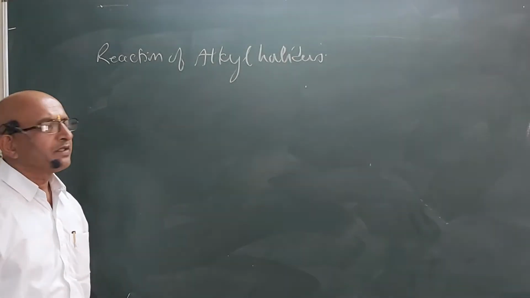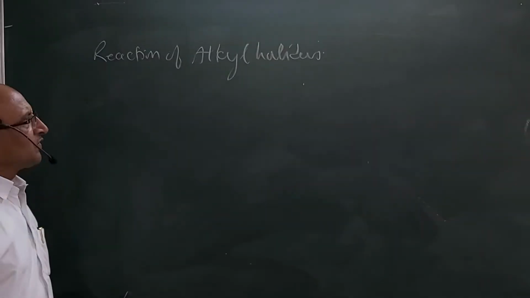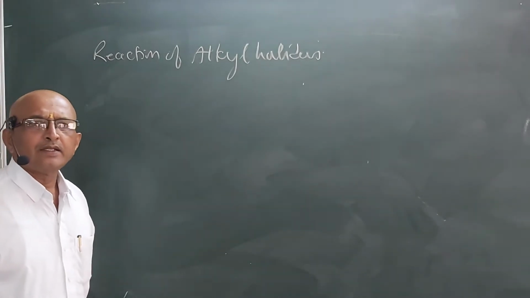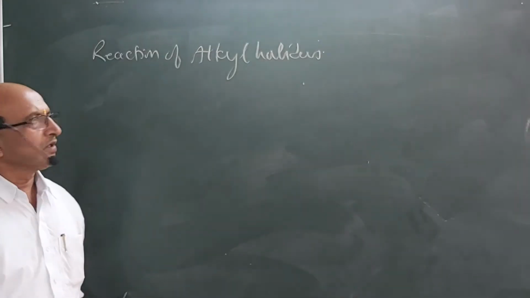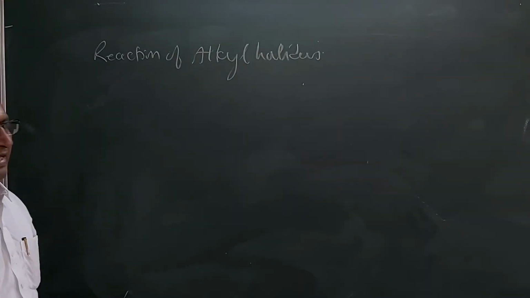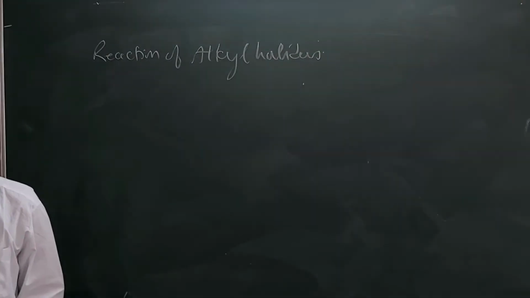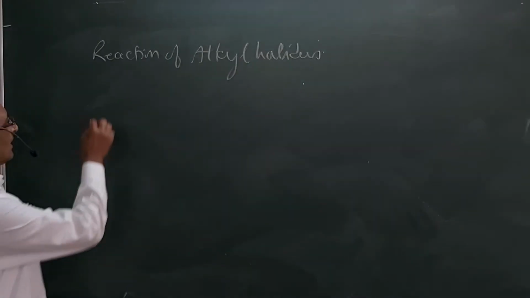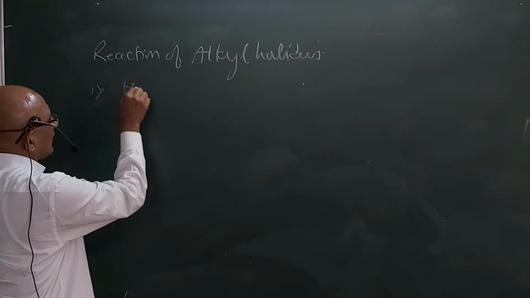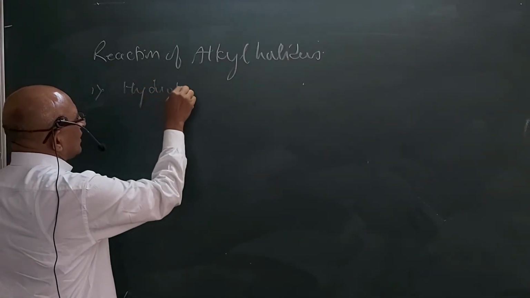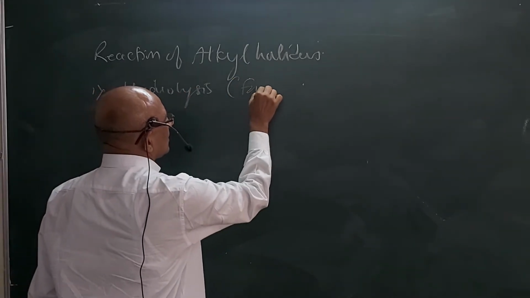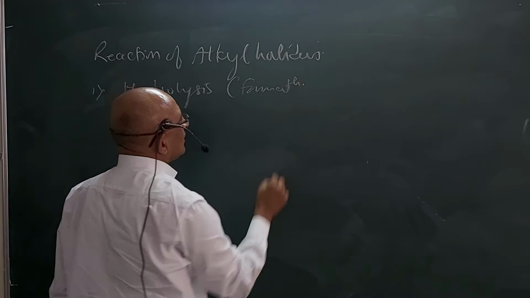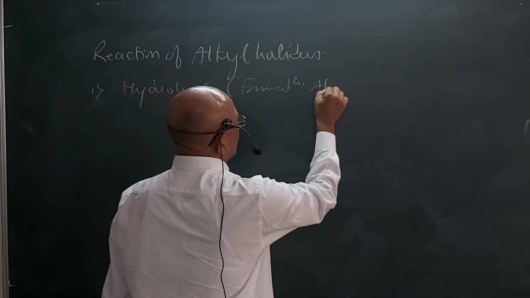Yesterday we discussed the physical properties of alkyl halides and the preparation methods of the alkyl halides. And today we are going to deal with the reactions of alkyl halides. The first type of reaction that we are going to study is the hydrolysis of alkyl halides. In this reaction, the formation of alcohols is going to take place.